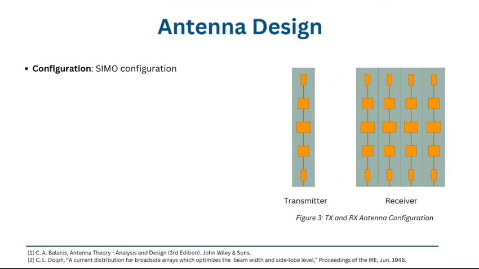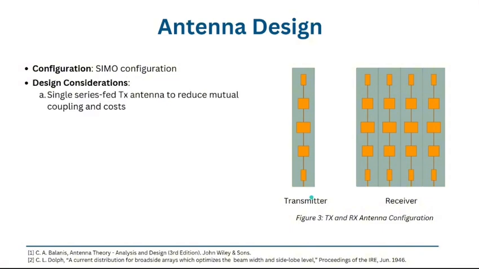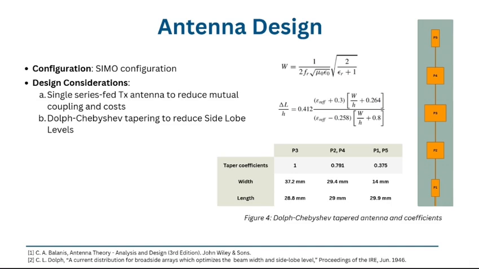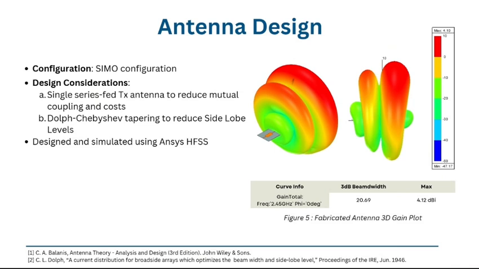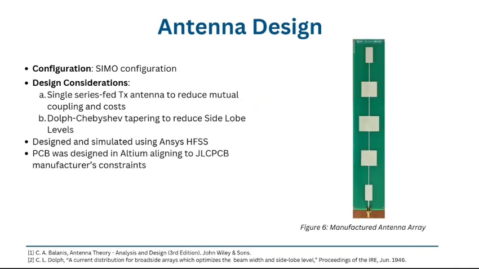The antenna configuration uses single input, multiple output. By opting for a single fed transmit antenna array, mutual coupling was reduced. This enables us to use the same design for the receiver, further reducing costs. Dolph-Chebyshev tapering was applied to reduce side lobe levels and improve gain. The antenna was designed in ANSYS HFSS, showing a narrow 21-degree beam width and a sufficient gain of 4 decibels. 1 antenna is used for transmission and 4 for reception.